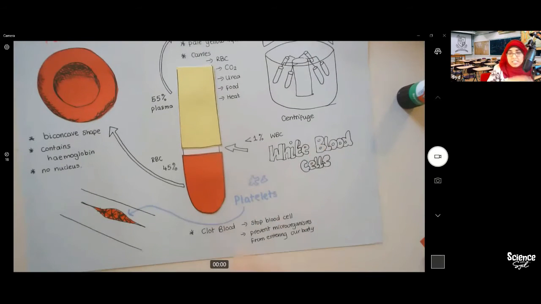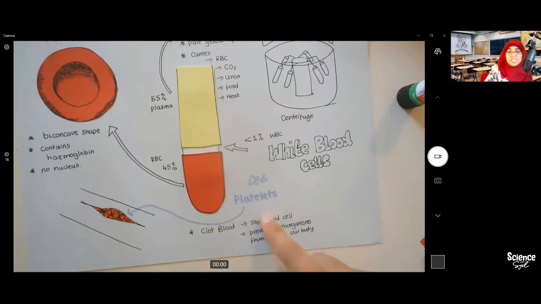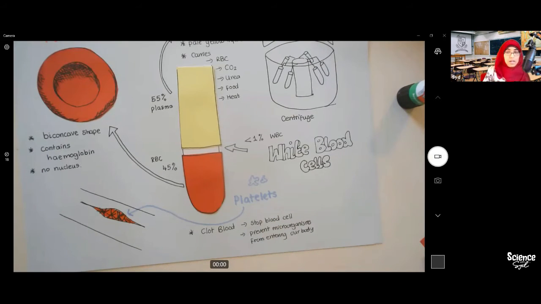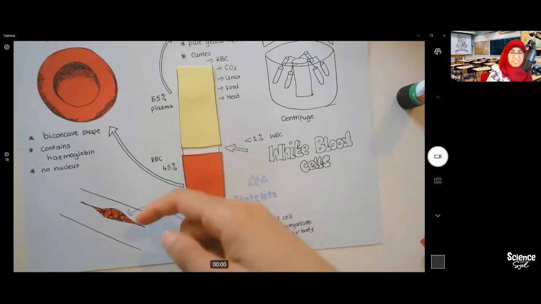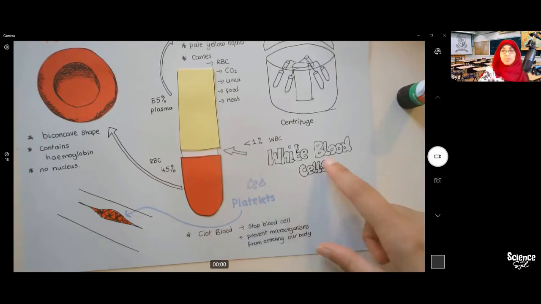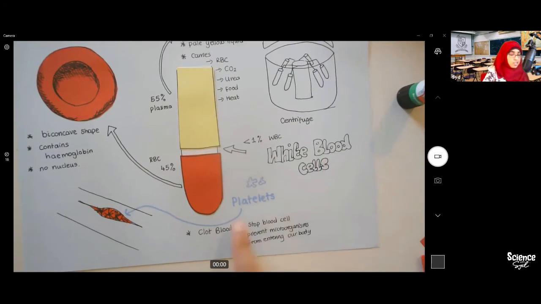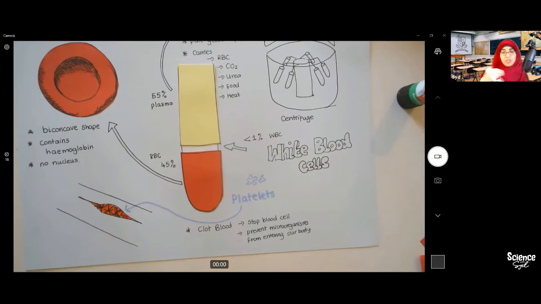Then we have white blood cells and platelets. We've said that white blood cells are part of our immune system. They fight foreign harmful microorganisms. Platelets prevent, white blood cells fight. So platelets will stop things from entering our body in the first place. If you've got a cut, they will clot the blood, and they'll stop you from bleeding to death as well. Okay, so they're very, very important.